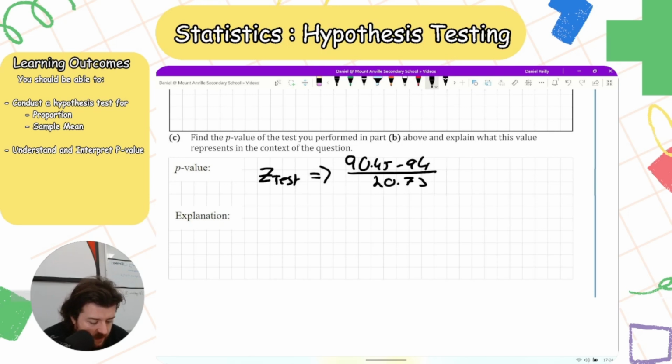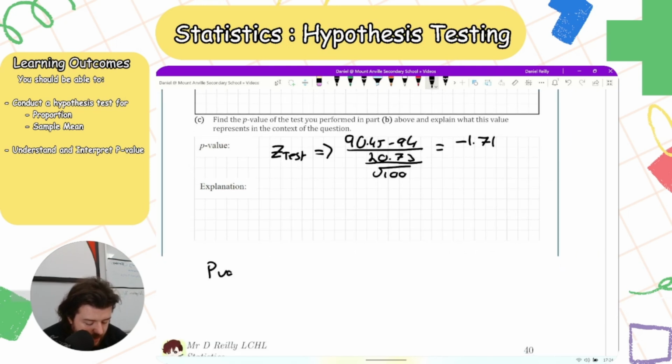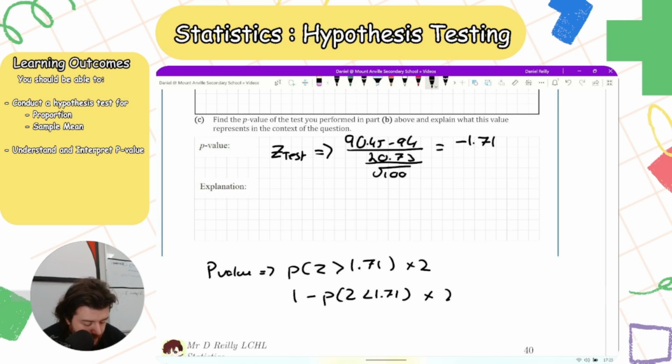And all over the square root of 100. This will be equal to minus 1.71. So the p-value is just equal to the probability that z is greater than the positive version of this, times 2. So 1 minus the probability that z is less than 1.71, times 2. That is going to give me 0.0436. Oh, I'm skipping a step here.